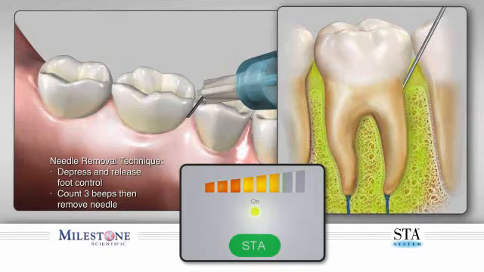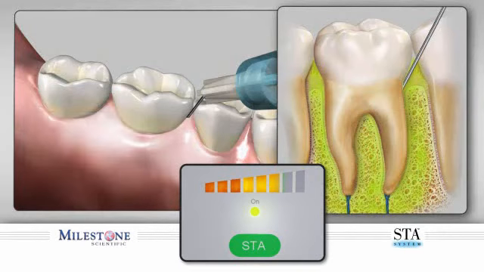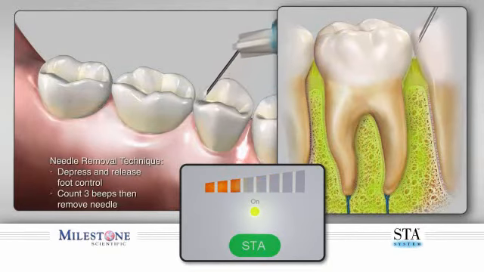To avoid anesthetic solution sprayback into your patient's mouth, perform the following. While the needle is still embedded in the patient tissues, depress and release the foot control pedal. Count 3 beeps after releasing the foot control, and then totally remove the needle from within your patient's mouth. Direct the needle away from patient, as a small amount of anesthetic solution may still be present.